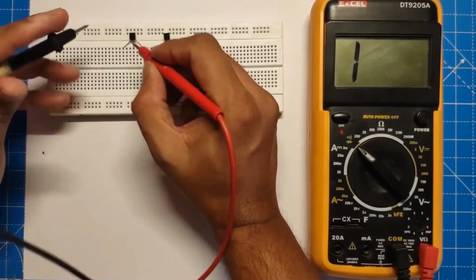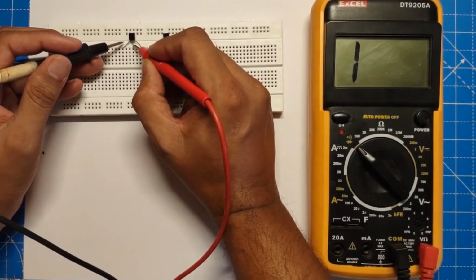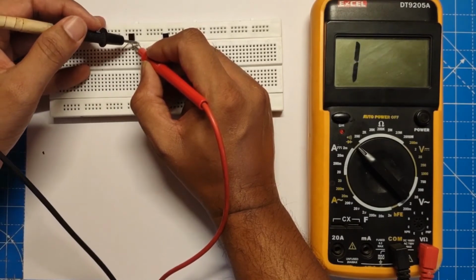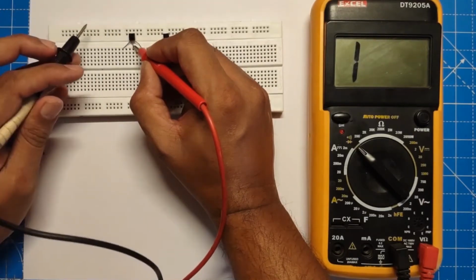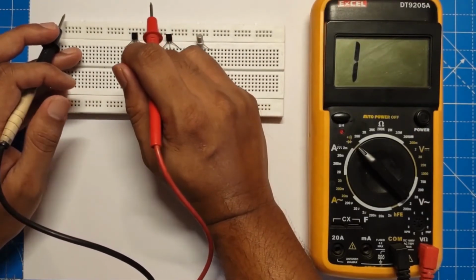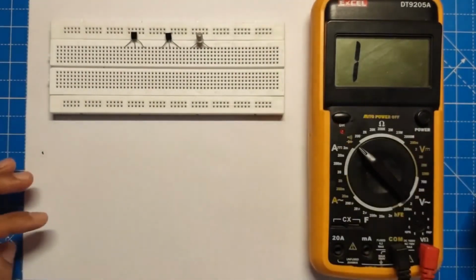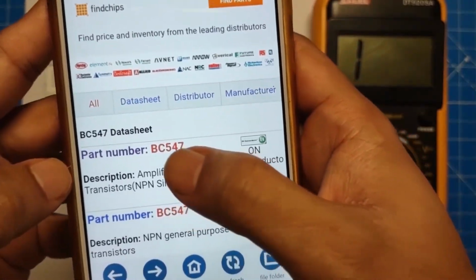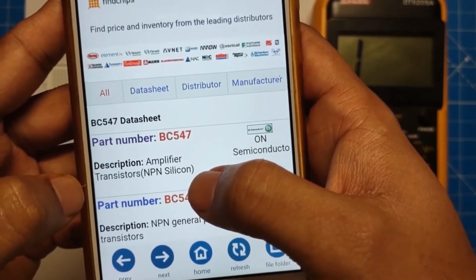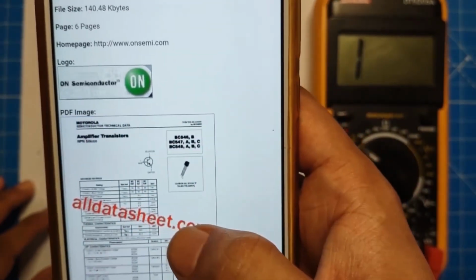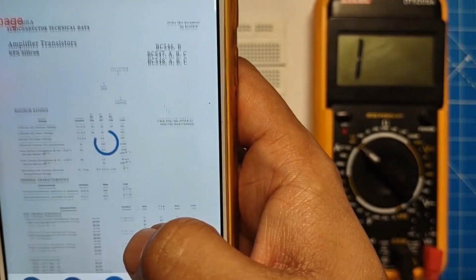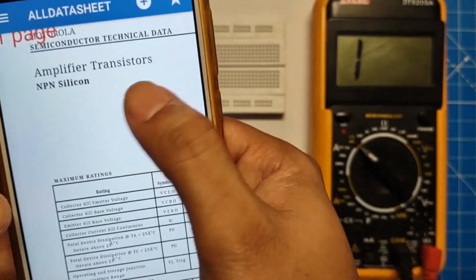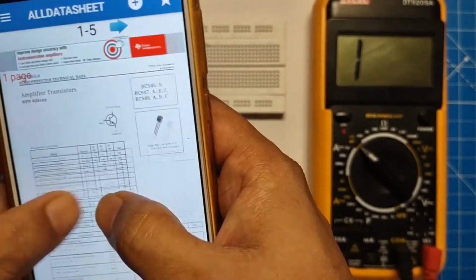Once again I change the terminals, I make the base positive, and now I get the reading. Here also I get the reading. So BC547 is an NPN transistor. We can verify this by looking at the data sheet as well. Here it is clearly saying it is an NPN transistor.